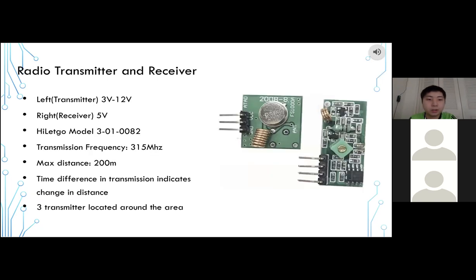The radio transmitter and receiver work as a pair between the boat and the base station. The picture on the left is the transmitter, while the picture on the right is the receiver. The transmitter runs on 3 volts to 12 volts, and the frequency it uses to communicate with the 5 volt receiver is 315 MHz, so it is very unlikely to receive significant interference because in the US, broadcasting operates at a frequency of around 100 MHz. The maximum working distance for this radio transmitter is 200 meters.